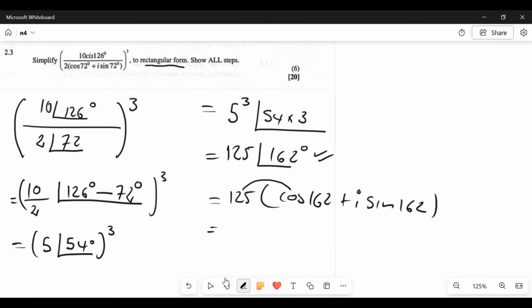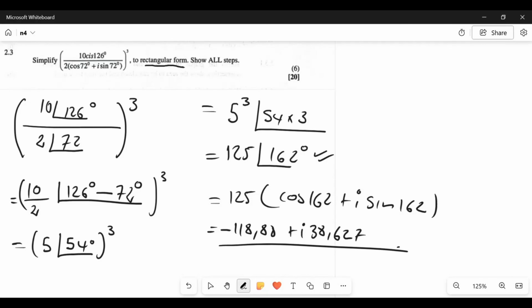125 multiplied by cos 162, I'm getting negative 118.88. And then I will multiply this 125 with i sine 162. So what I'm getting here is positive i 38.627. There we go. So this here is a rectangular form. We have a real number here and we have an imaginary number there. So guys, this is how you solve this question.